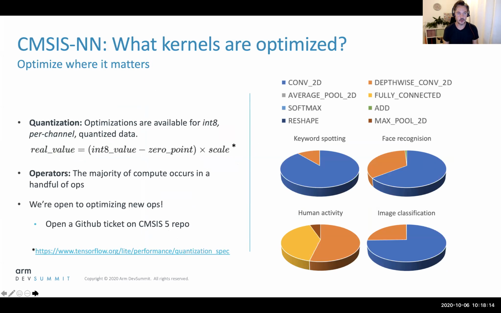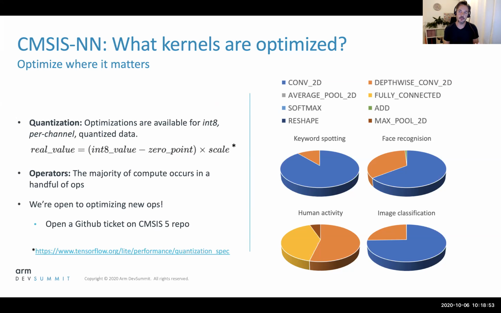So we talked about CMSIS-NN and what that is, and that it provides optimized kernel implementations for neural networks for Cortex-Ms. Now I'll talk about which kernels are optimized. Our strategy is to optimize where it matters. I'm going to mention a couple of things about that. I'll start off with quantization.